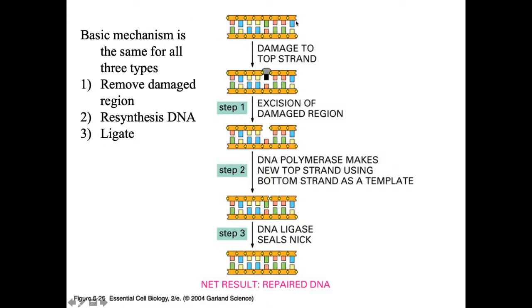So this is your DNA, and this is where the damage to the top strand happened. The first step would be to remove the damaged part. Then DNA polymerase will make a new strand using the bottom strand as a template, and then DNA ligase will seal these nicks, these things that were broken. It will be repaired by the DNA ligase. So the net result is repaired DNA. As simple as that. The basic mechanism is the same for all three types: remove the damaged region, resynthesize DNA, and then ligate them.